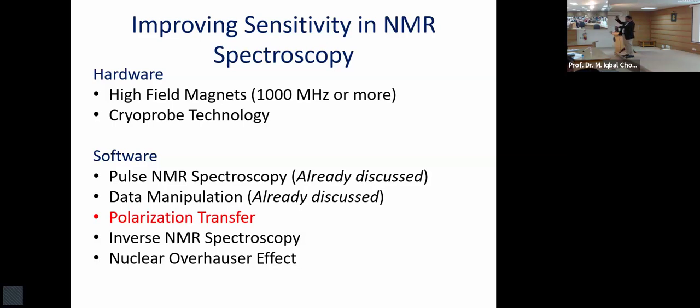The signal intensity depends on the population difference. Carbon-13 population difference would be very less as compared to proton. And if you can somehow transfer the polarization from a sensitive nucleus, from proton, to carbon, you can enhance the signal. How can you do that? This is what we will study. But that was a wonderful concept which was developed.